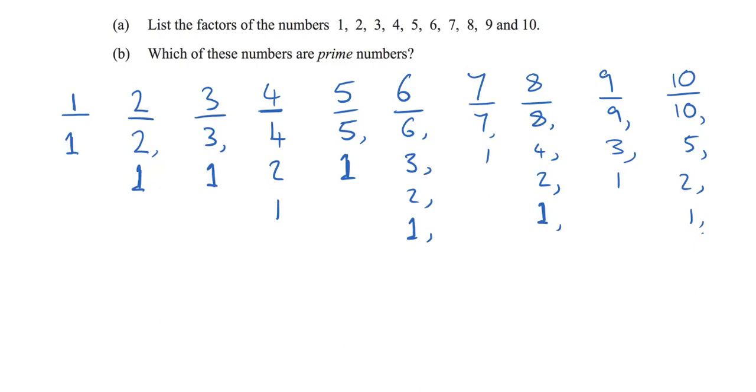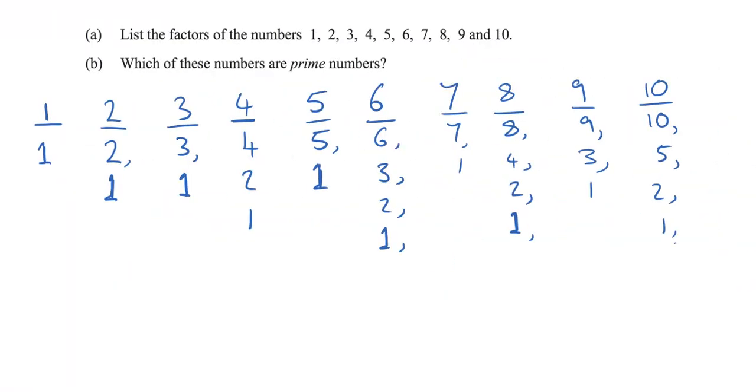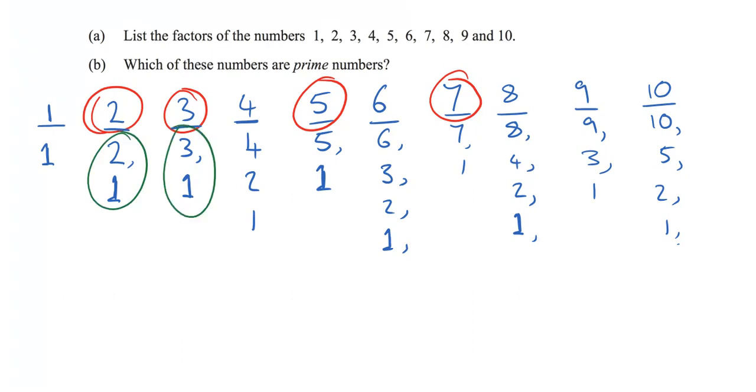Now, in part B, we're asked to find prime numbers. So we now need to know the definition of a prime number. And a prime number is a number that only has 2 factors. Those 2 factors are 1 always and itself. So that is what we've got to look for if we're trying to find prime numbers. So from this list, let's have a think which are prime. Well, 2 is a prime number, 3 and 5 and 7, they're all going to be primes because each one of those has exactly 2 factors, itself, look, and 1. So that's our definition of prime numbers.